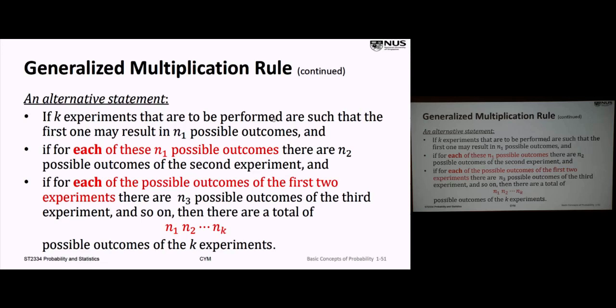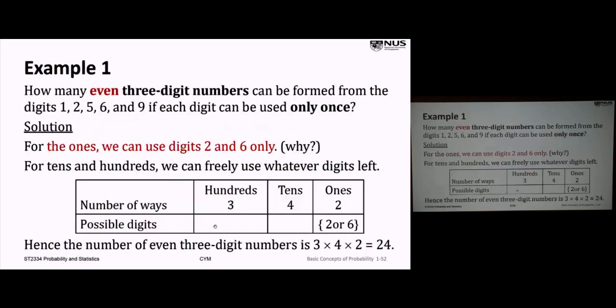And so again, the total number of possible outcomes for these 3 or k experiments is the product n1 times n2 ... times nk. So the product of k numbers. And that's the number of possible outcomes. Okay, so again, those are 2 equivalent notions of the same problem.